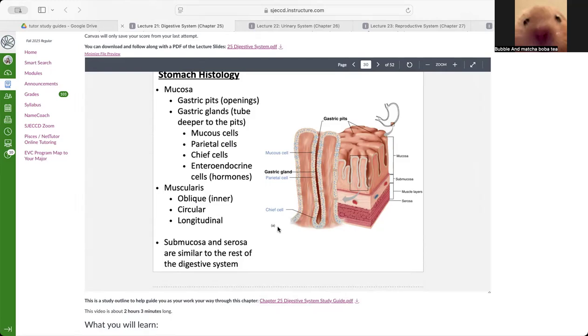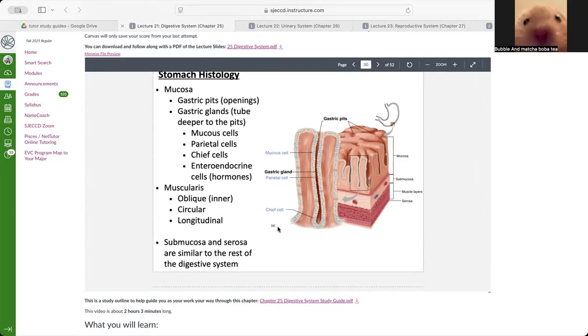Chief cells secrete enzymes to break down food. So the chief tells you to go break down the boxes, so go break down the food. And then the enteroendocrine cell is like, oh, I'm full. So food entering makes me feel full. You know what I mean?